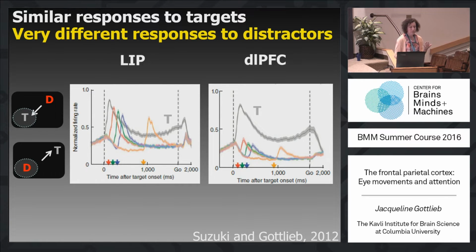But if you look at the responses to the distractor, right, so then now we look at trials in which the target was outside of the receptive field. It doesn't activate our cell, but we flash a distractor in the receptive field. And what we see here is that LIP neurons have these very strong responses to the distractors, just like I've shown you in the Bisley and Goldberg test. The neuron responds and then comes back, right? But in prefrontal cortex, the story is entirely different.